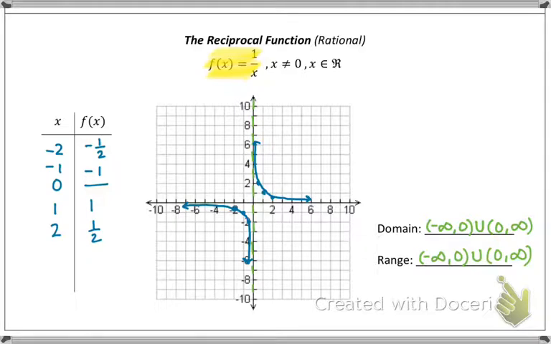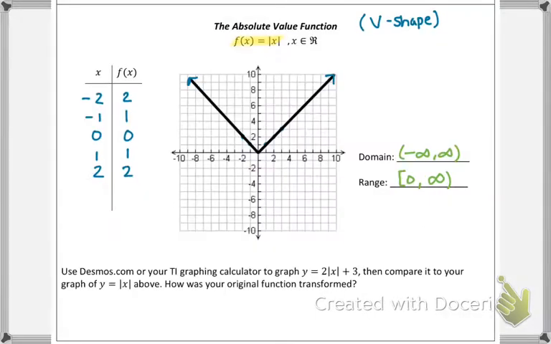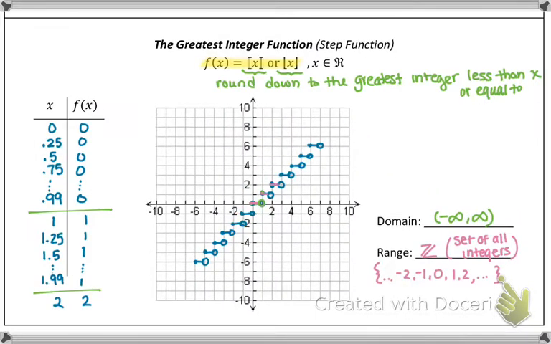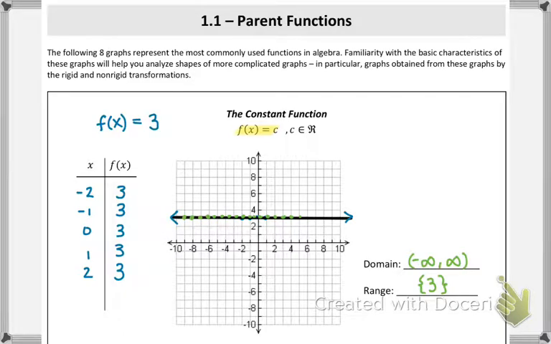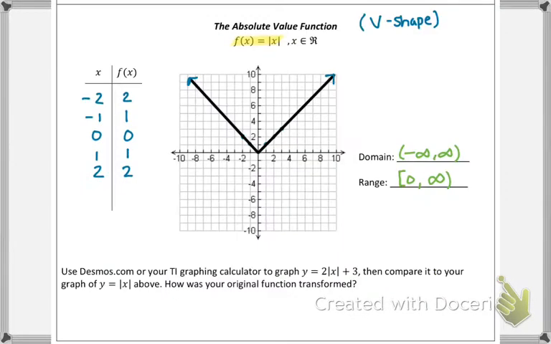Check your work. And then lastly, we're just going to go back quickly and do a quick check on your transformations. A couple of the graphs I asked you to graph on Desmos, graph a transformed function on Desmos or using your graphing calculator, and compare that to the original parent function and see what the transformations were. How was this function different or transformed from the original parent function that you graphed above?